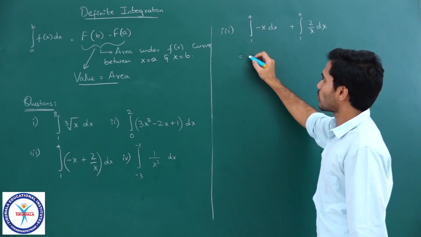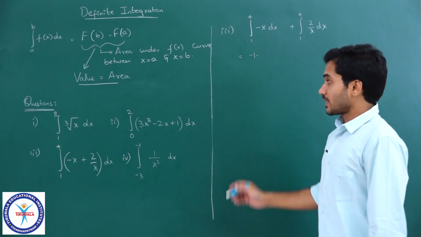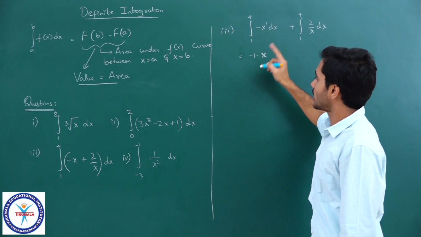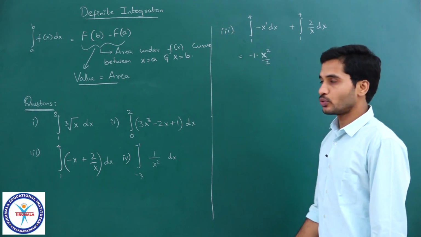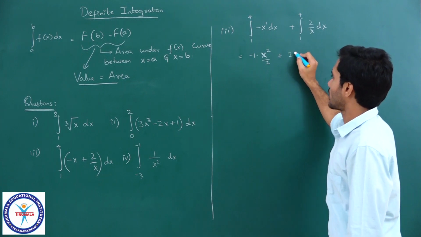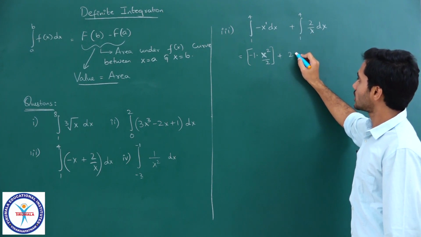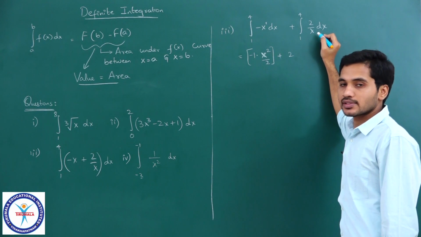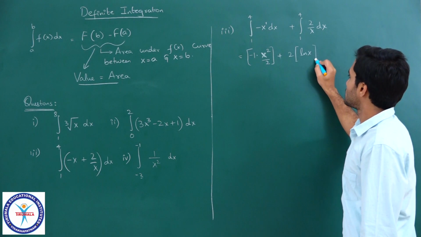So, I can bring minus 1 outside. So, minus 1 into integral x dx. By now you should be directly able to write integral of x power 1 dx. It is x power 1 plus 1 by 1 plus 1, which is x square by 2, plus here I can bring this 2 out. So, I will have 2 into integral of 1 by x dx. You know what is integral of 1 by x? It is nothing but ln x, right, and that is it.